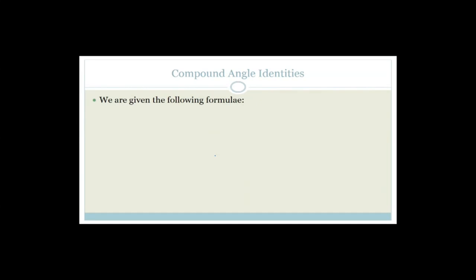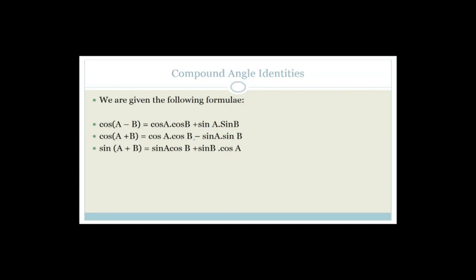Now, the compound angle identities are actually given to you, so you don't actually have to learn them. It makes life a little bit easier. Cos A minus B is equal to cos A cos B plus sine A sine B. Cos of A plus B is cos A cos B minus sine A sine B. Sine of A plus B is sine cos cos sine, and you keep the sign. And sine A minus B is sine cos cos sine, and you keep the sign.